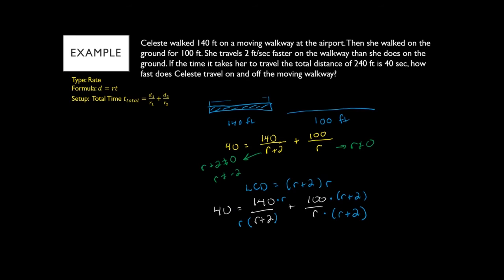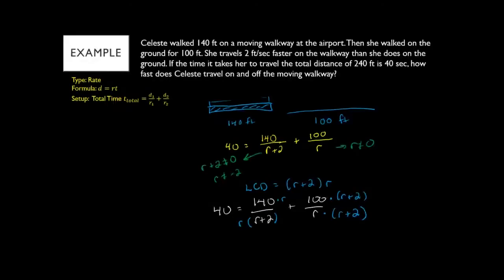So I'm going to move to my next slide. I'm going to write what this multiplication is going to look like. And we do have to distribute on that second fraction. We'd have to do the 100 times R and 100 times 2. So when we do it this way, I think I accidentally grabbed the wrong color. There we go. We've still got 40 on the left.